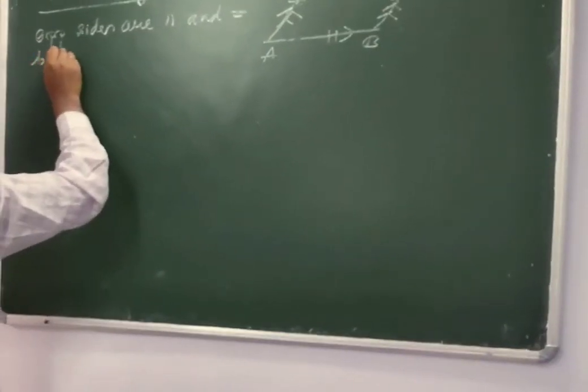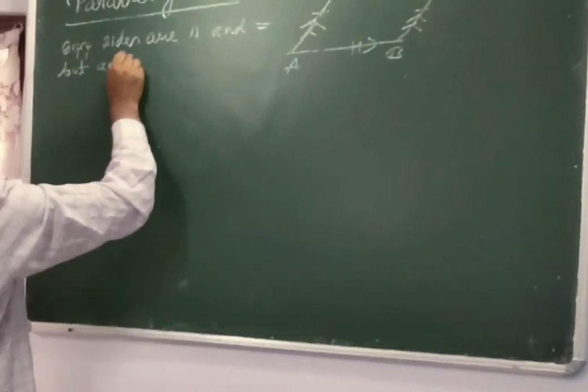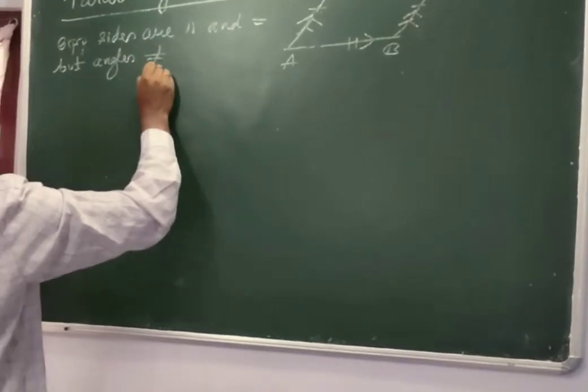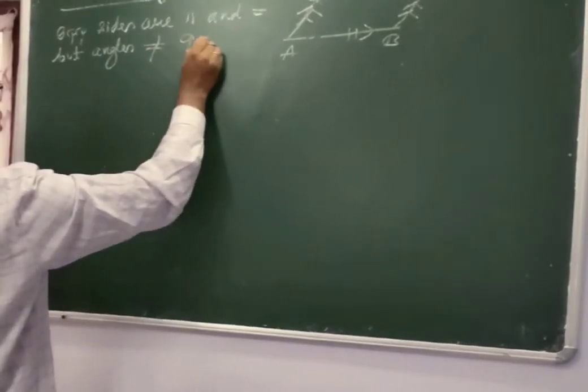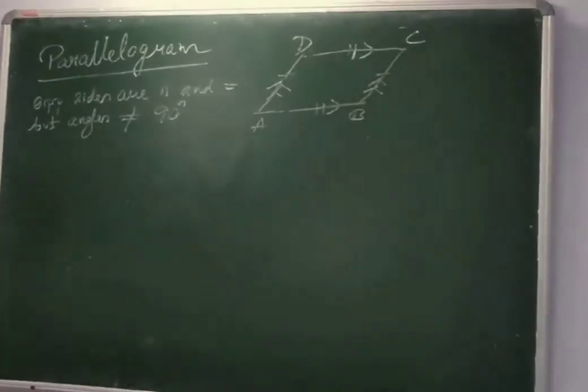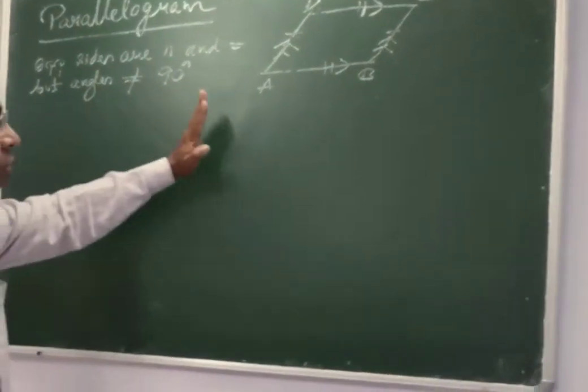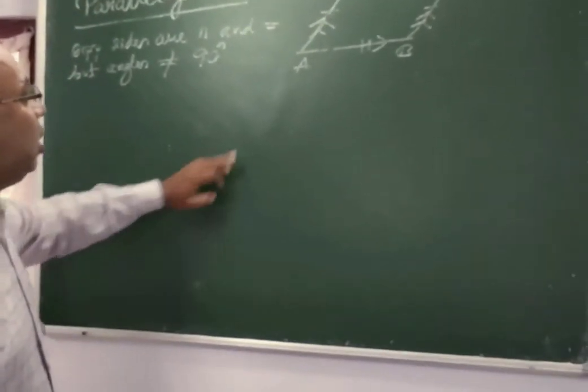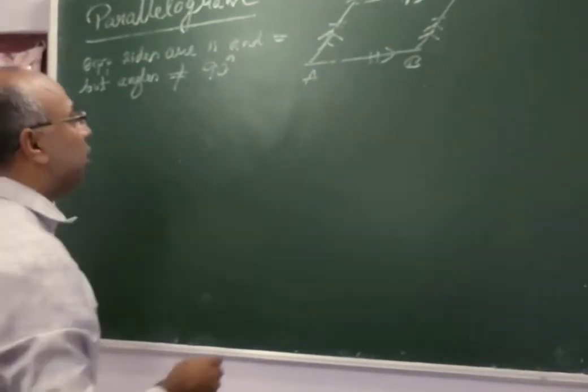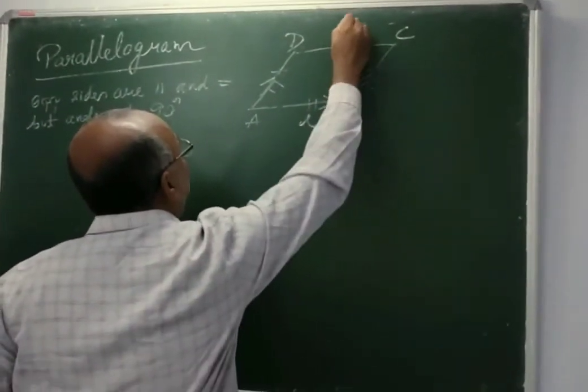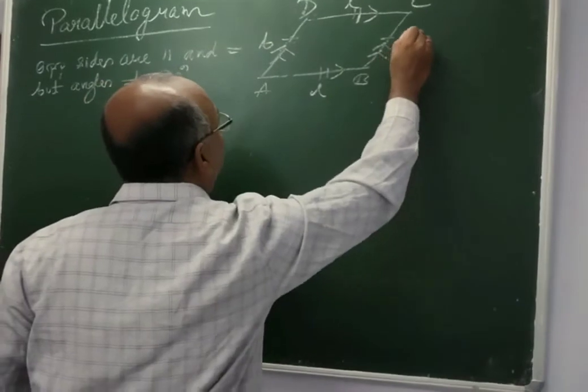but the angles are not equal to 90 degrees. In a rectangle, the angles were 90 degrees. The first part was the same, but if you see the difference, here the angles are not equal to 90 degrees. Suppose this is again length, length, breadth, breadth.